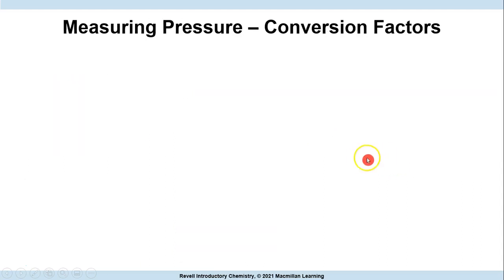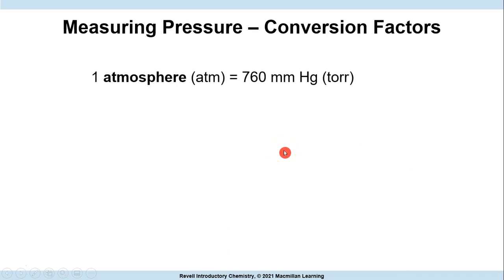Now let's look at conversion factors for pressure. We've already seen the millimeters of mercury. Now another unit of measuring pressure is called the atmosphere. You will see this most of the times, all of the times. And now you need to know the relationship between atmospheres and millimeters of mercury. So 1 atmosphere is equivalent to 760 millimeters of mercury, which is equal to 760 torr.